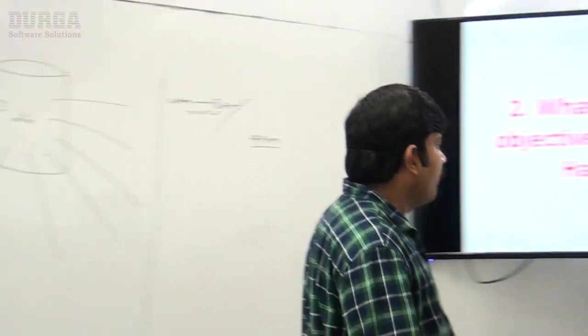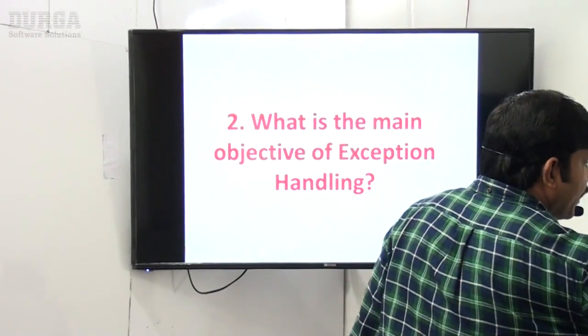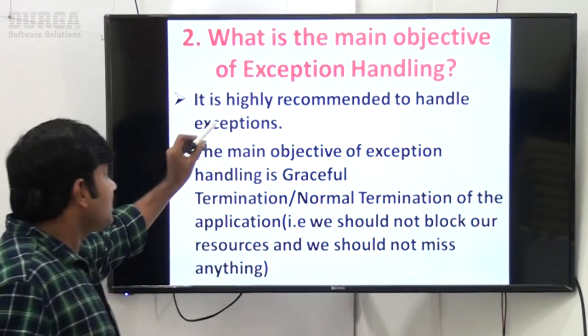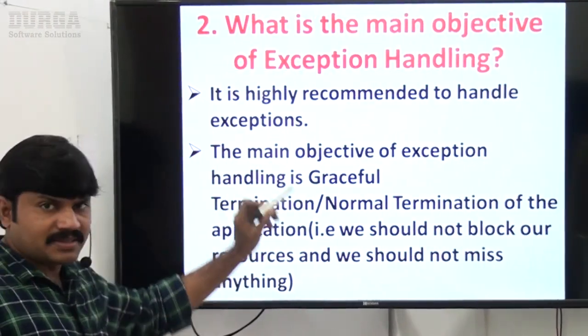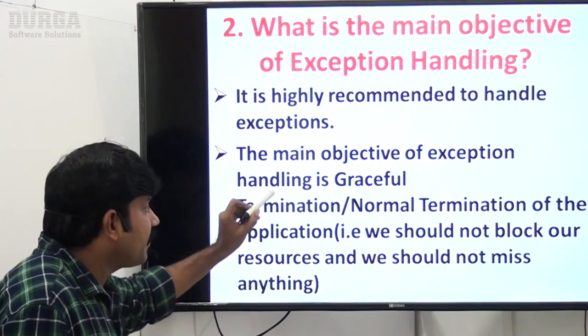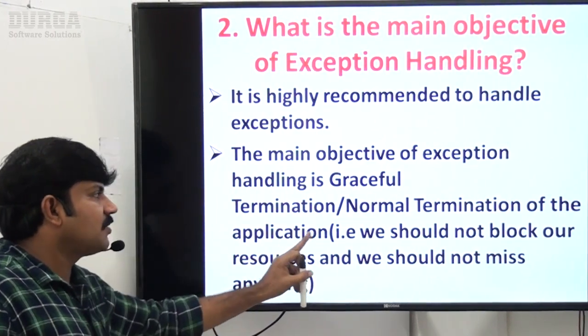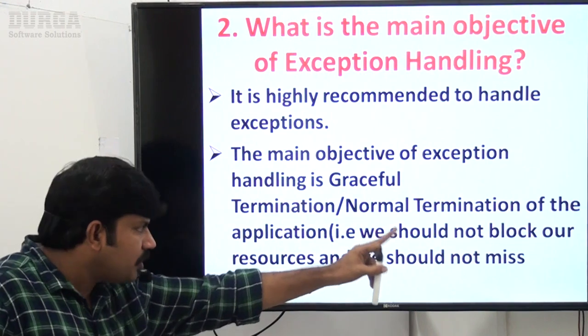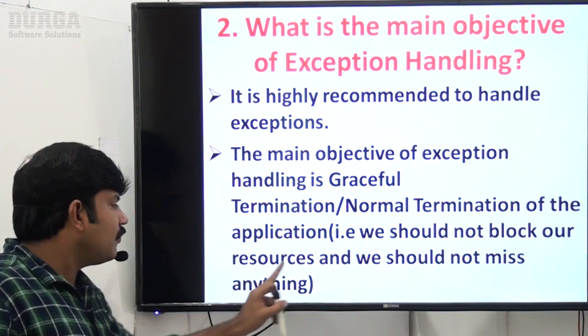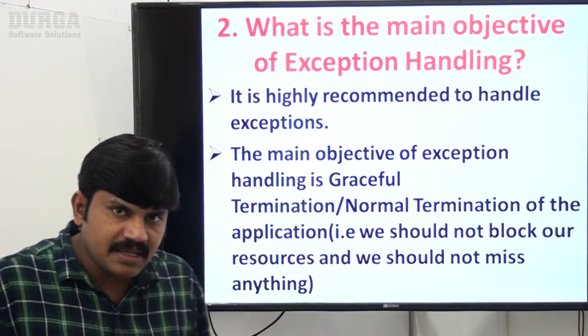Have a look once. What is the main objective of exception handling? It is highly recommended to handle exceptions. The main objective of exception handling is graceful termination or normal termination of the application. That is, we should not block our resources and we should not miss anything. Clear for all of you, right?